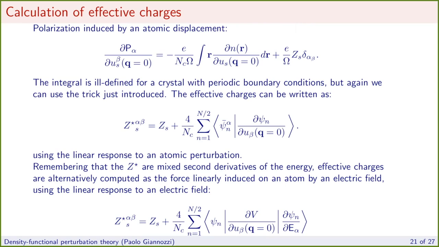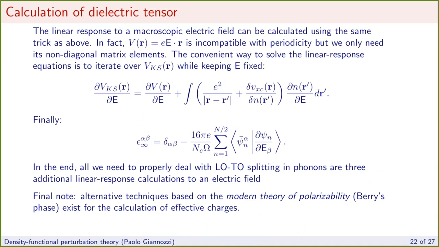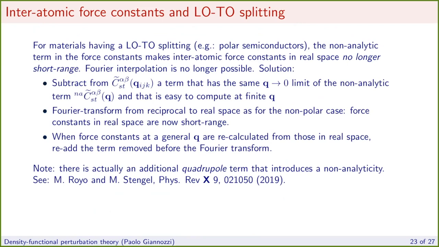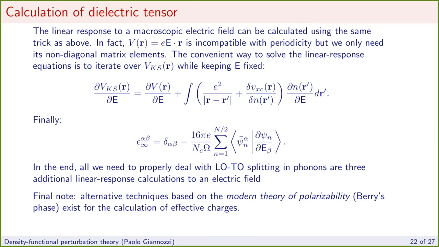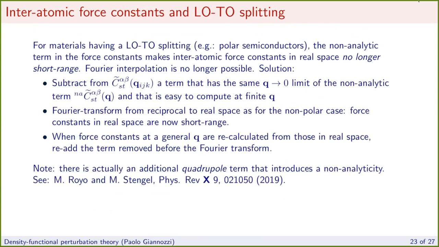That's why in Quantum ESPRESSO you will find the possibility to compute the effective charges in two different ways. And with the same machinery, one can find the dielectric tensor, the electronic part of the dielectric tensor. So in the end, what we need is three additional linear response calculations to an electric field. That's what we need in order to compute effective charges and the dielectric tensor. And at this point, what do we do?